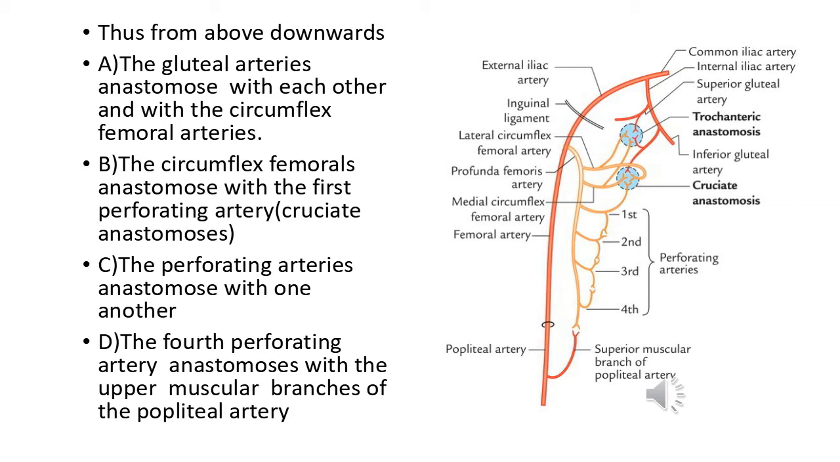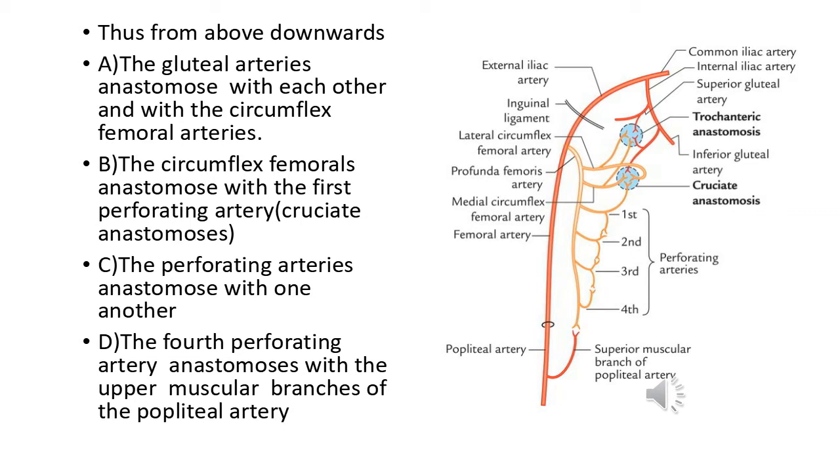Profunda femoris, which is a branch of femoral artery, has four perforators, and the first perforator, in the diagram, is giving an ascending branch. This is anastomosing with the circumflex femoral and also the branch of inferior gluteal. So this anastomosis around the lesser trochanter is known as cruciate anastomosis. So this anastomosis we can see at the back of thigh.